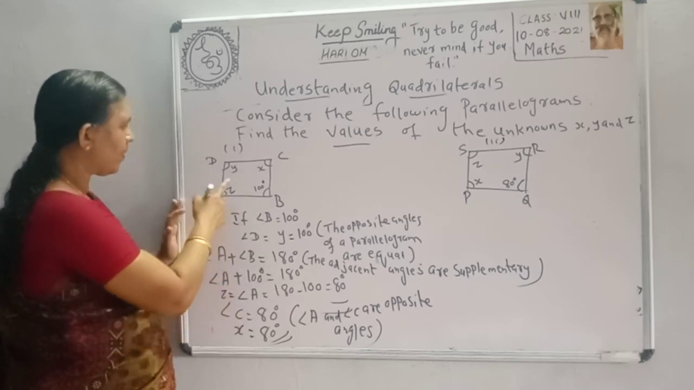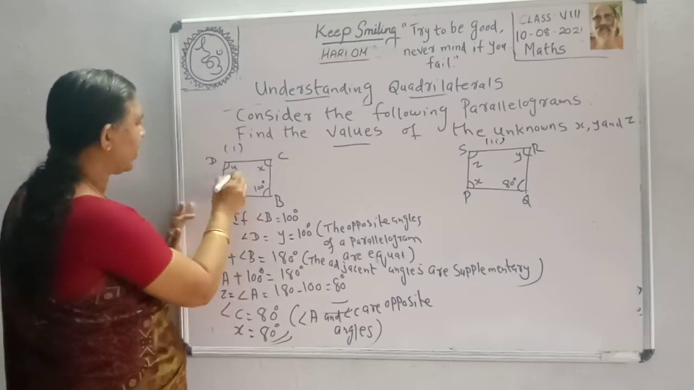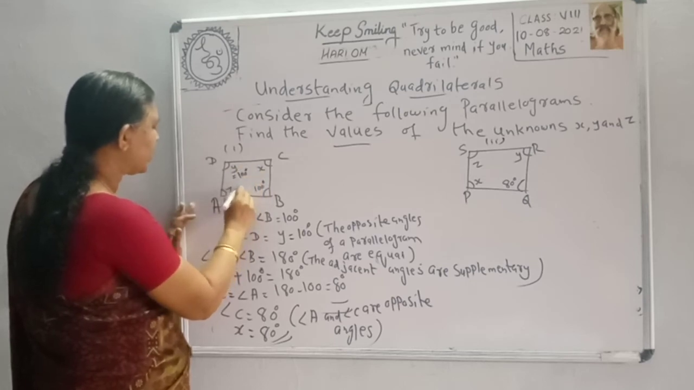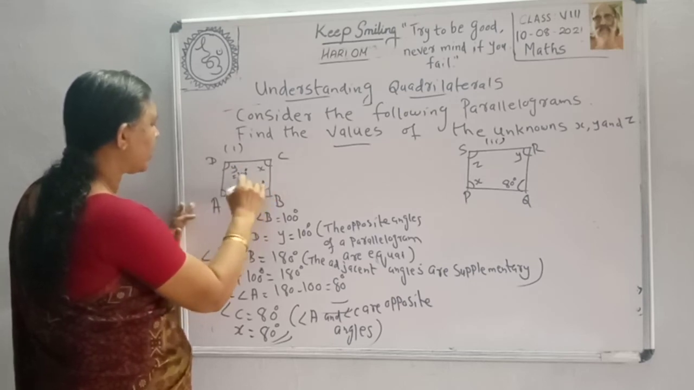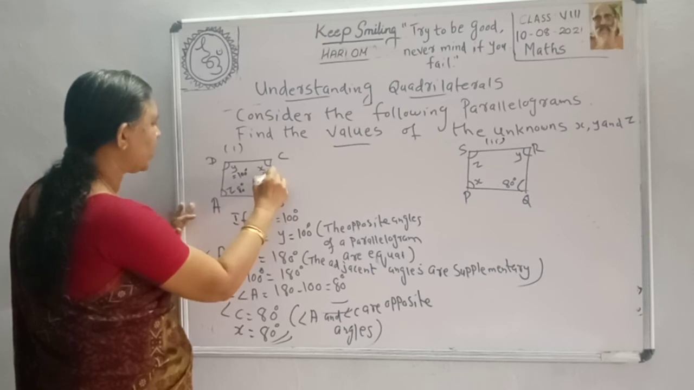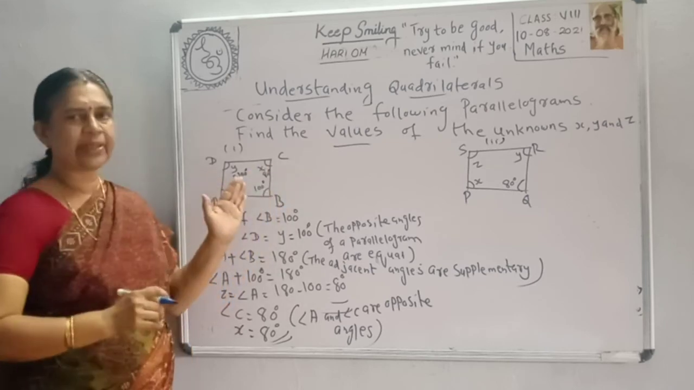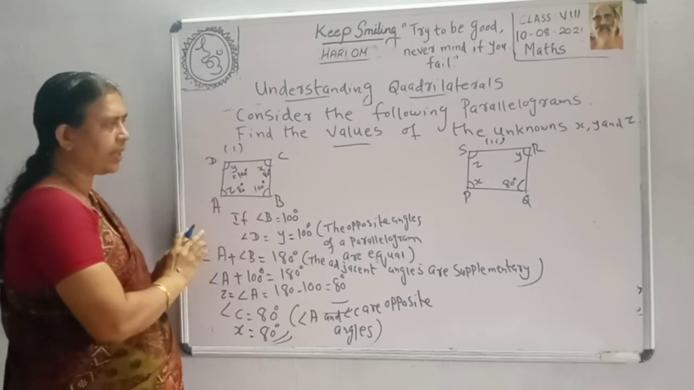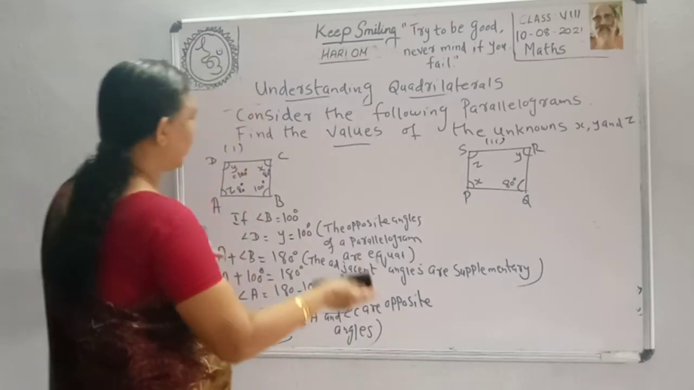Therefore, what is the value of Y? Here Y is equal to 100 degrees, Z is equal to 80 degrees and X is equal to 80 degrees. Then check whether the opposite angles are equal, because the opposite angles are equal also. Okay. Then we can do the second problem.